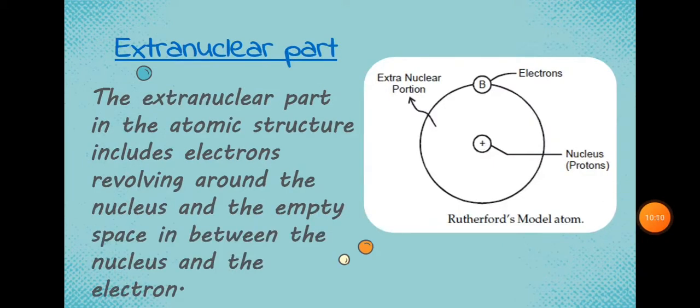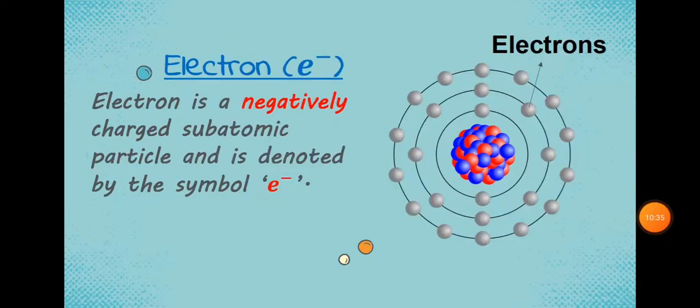The next one is the extra nuclear part. The extra nuclear part in the atomic structure includes electrons revolving around the nucleus and the empty space. Whatever empty space is there, apart from the positively charged particles and the revolving negatively charged ones, is called the extra nuclear part of an atom. The next one is electrons, which we have studied before. Electrons are always negative. An electron is a negatively charged subatomic particle, always denoted by the symbol e with a negative sign.